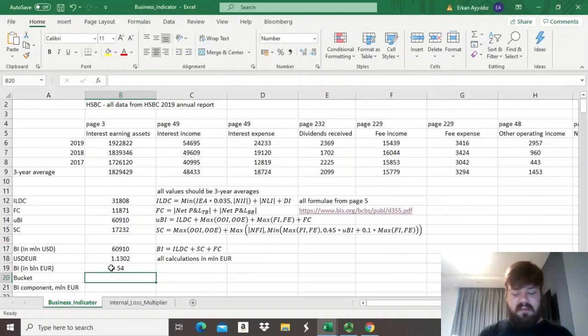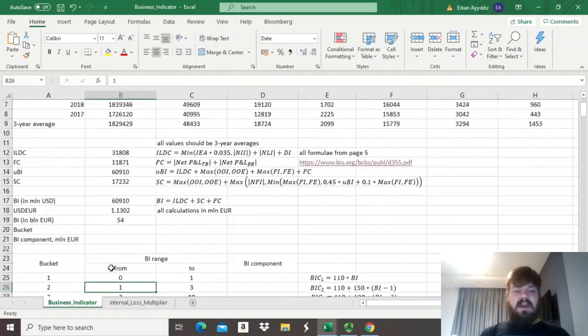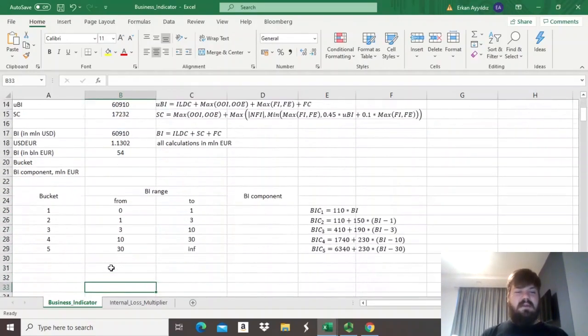Why would we need that? Well, first of all, that's the proxy of bank size. And second, we use it to determine the bucket where our bank falls into. And that bucket determines what formula we use to calculate the business indicator component and the ultimate operational capital risk charge. So here are the guidelines that we must follow according to Basel to determine the bucket.